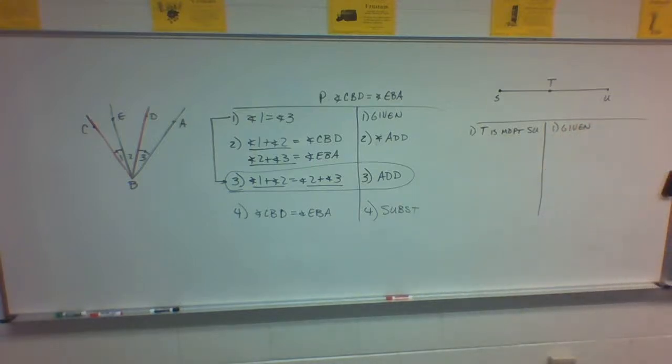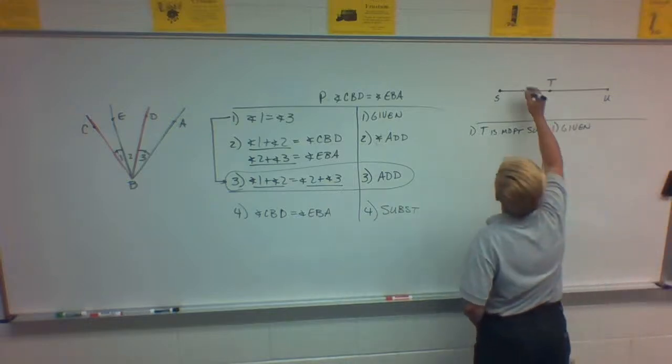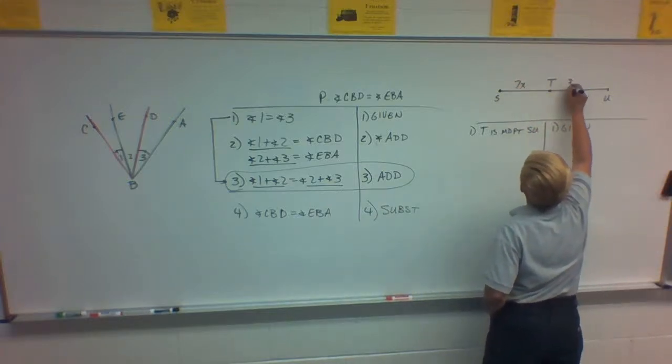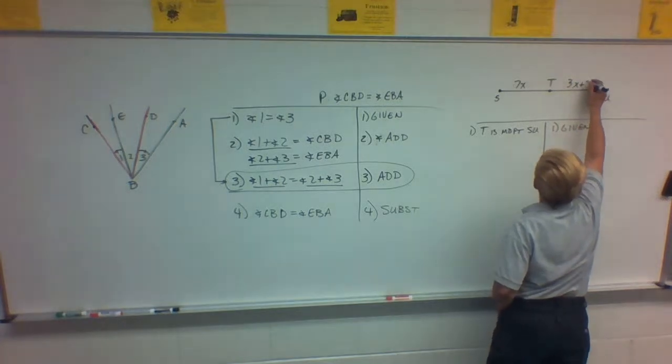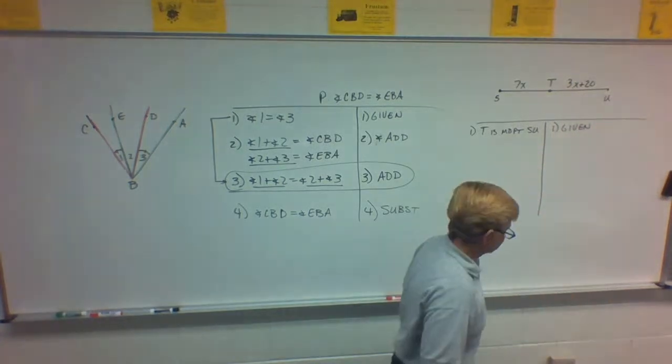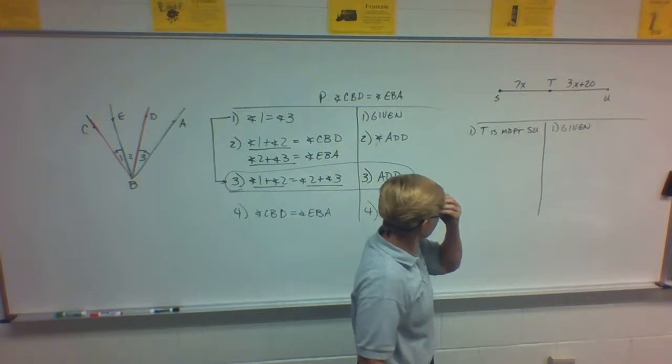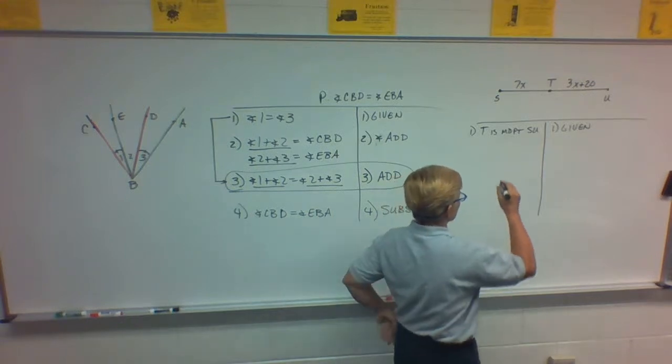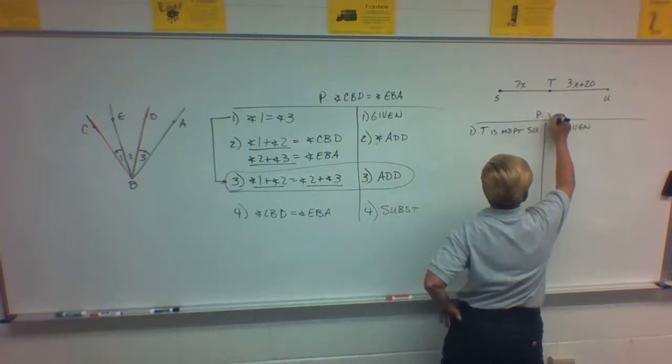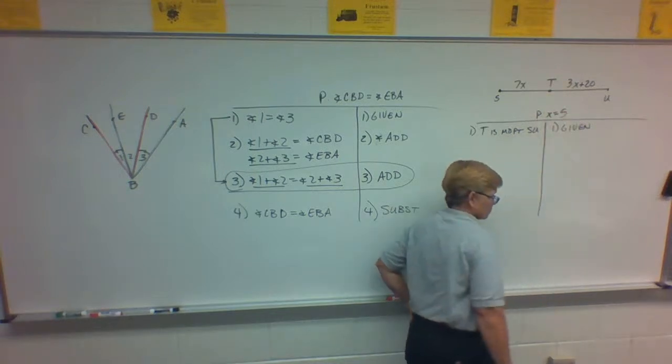And we have some things actually in algebra marked on it. 7x, and then 3x plus 20. So we're mixing together algebra and geometry here. And we are going to try to prove that x equals 5. That's our goal.